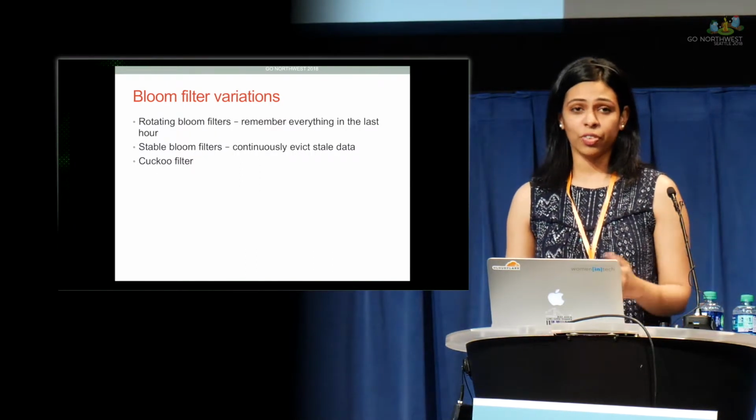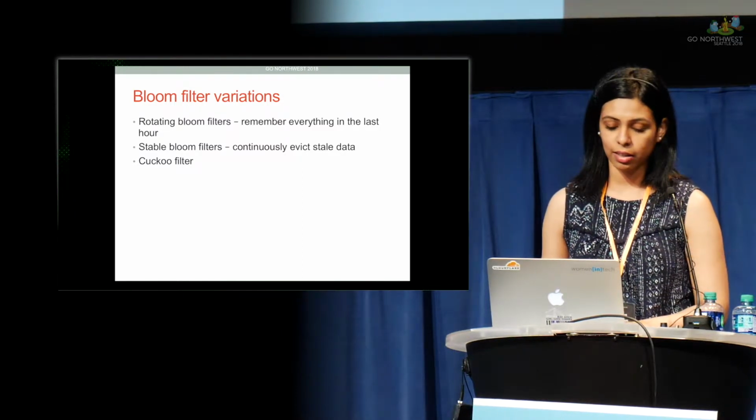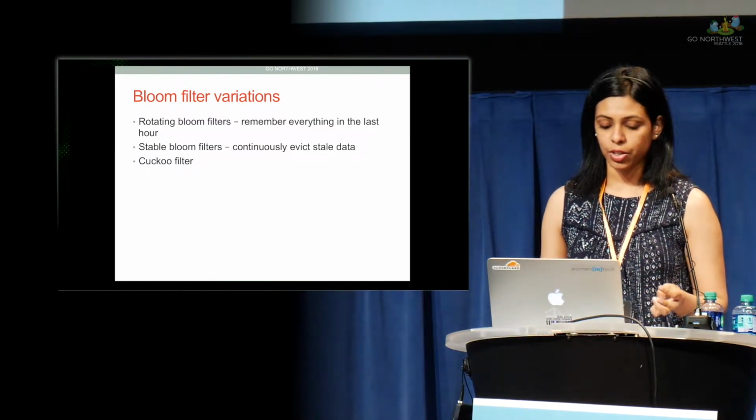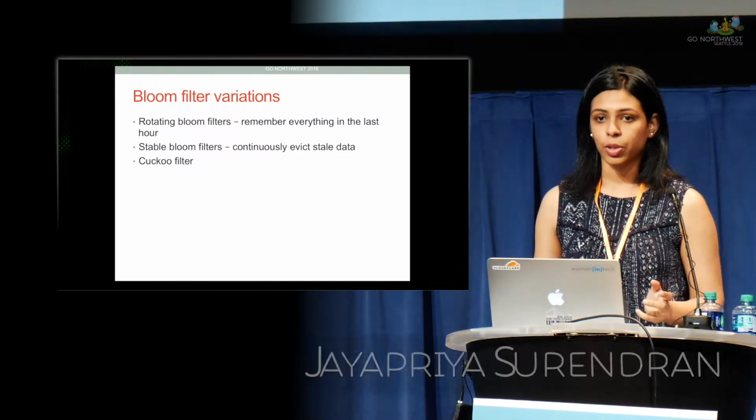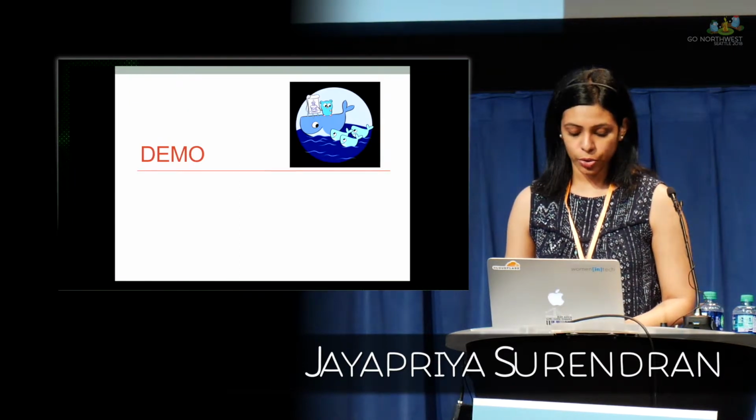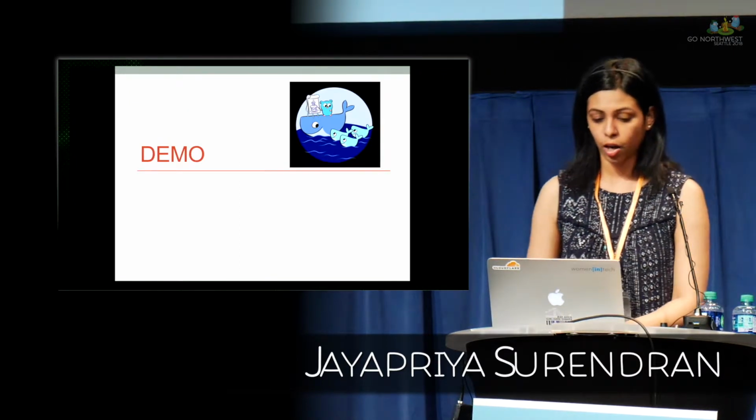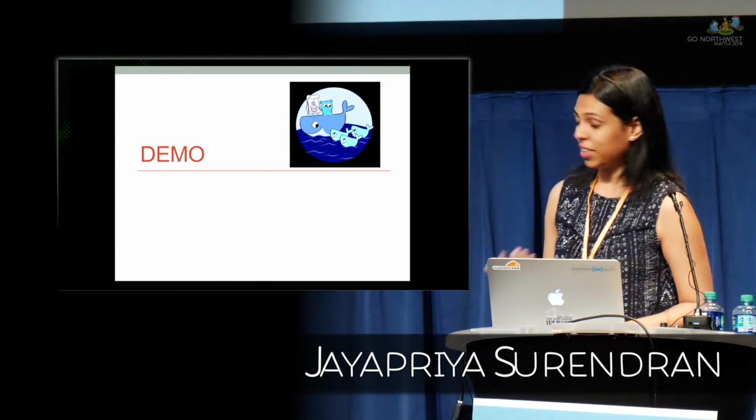There are a lot of other Bloom filter variations to cater to the needs of people, like rotating Bloom filters, stable Bloom filters, and cuckoo filters. And I'm using murmur hash, which is one of the fastest hashes available. I'm going to show a demo of how memory efficient it is using Go. I containerized my application, so.